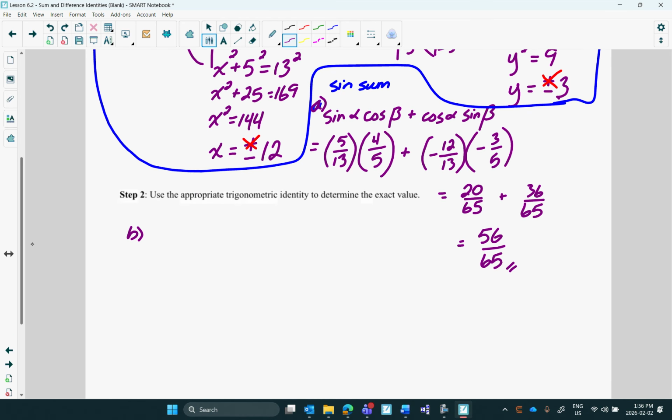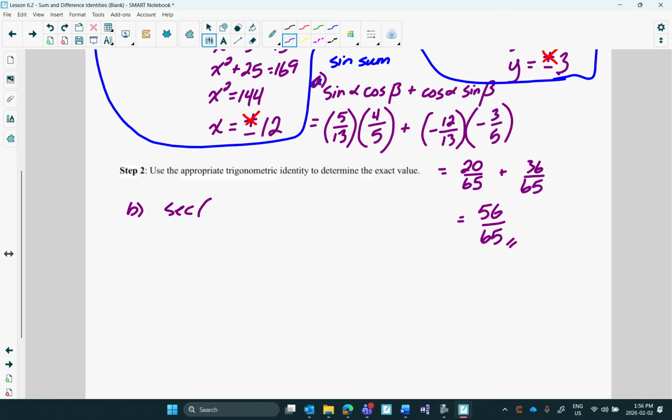You are asked to find csc of alpha plus beta. I don't know one of those. There's no csc sum identity. So what do I do? Don't I change this to 1 over sine of alpha plus beta? That's in compressed form, so I have to expand it out, right?